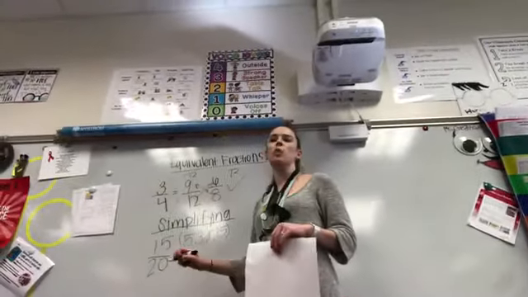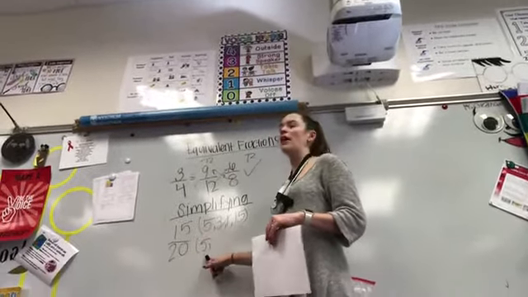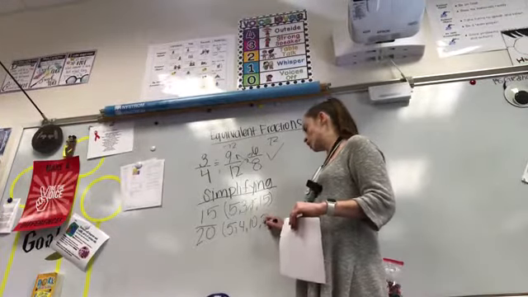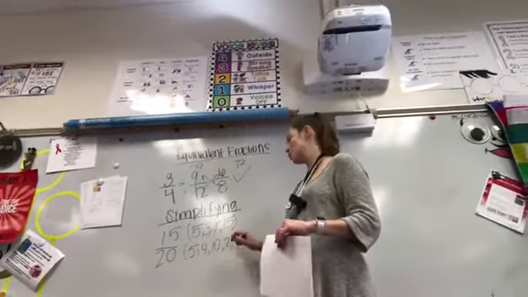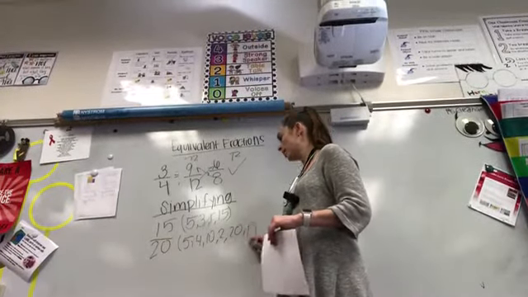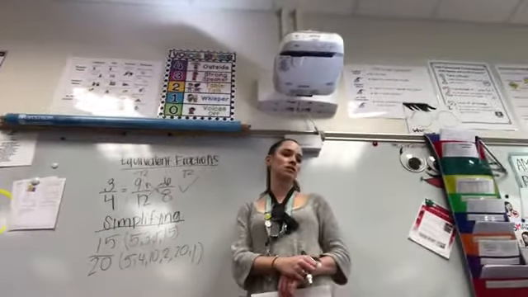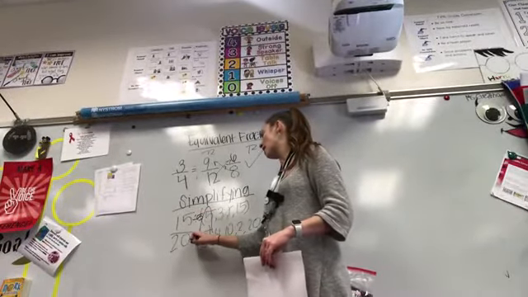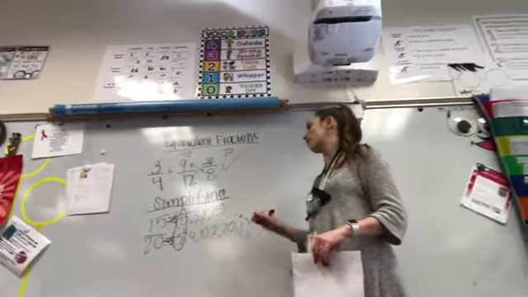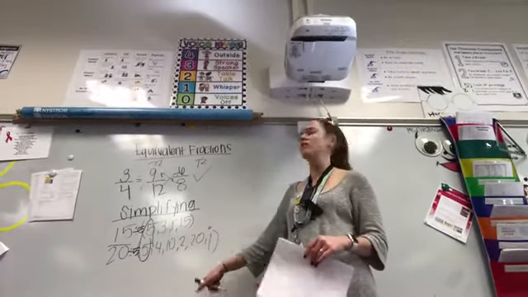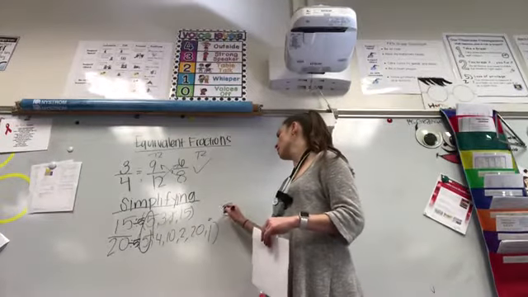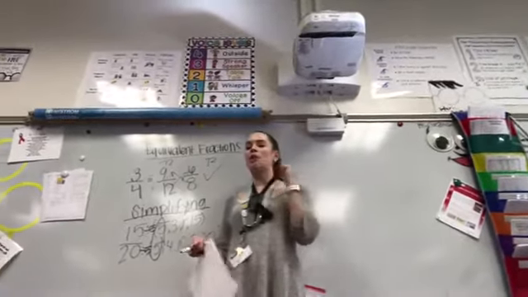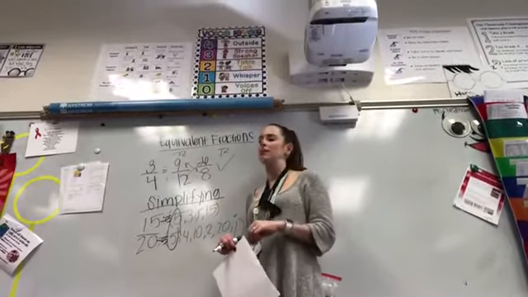What are my factors of 20? 5. Wait, 5 times what? 4. 4, okay. 10 and 2 and 20 and 1. Do they share any common factors? 5. So that means I can take 15 and divide it by 5 and 20 and divide it by 5 to simplify into an equivalent fraction of 3/4.